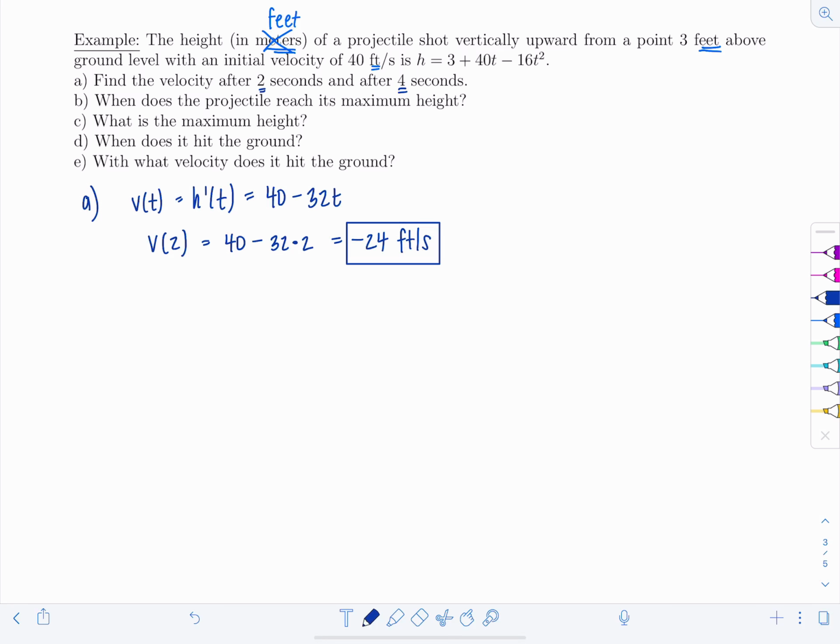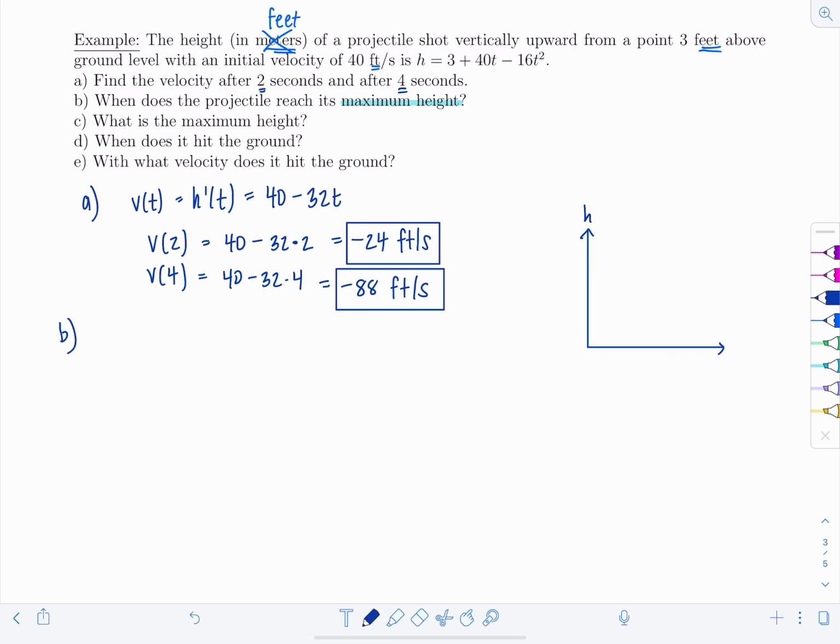And then we need it again at 4 seconds. Okay, so v of 4, that's equal to 40 minus 32 times 4. So that's going to give us negative 88 feet per second. Okay, not too bad, right? We're starting off gently. B. When does the projectile reach its maximum height? Well, let's think about it. You're shooting this projectile vertically, right? So here's the height.